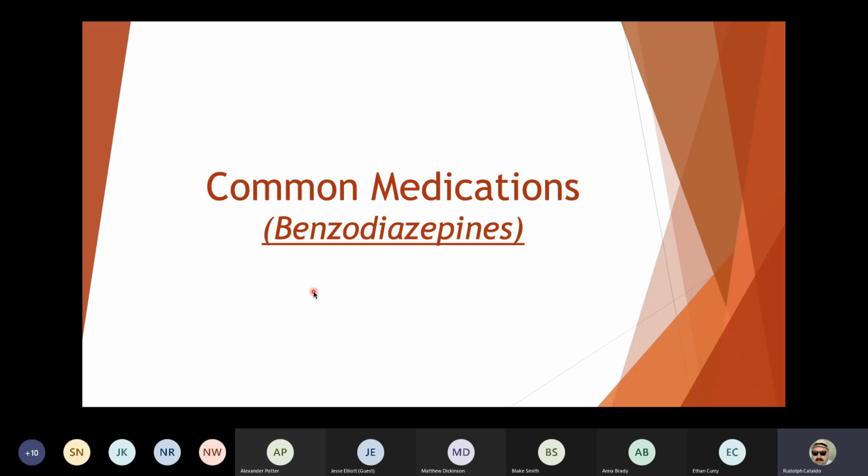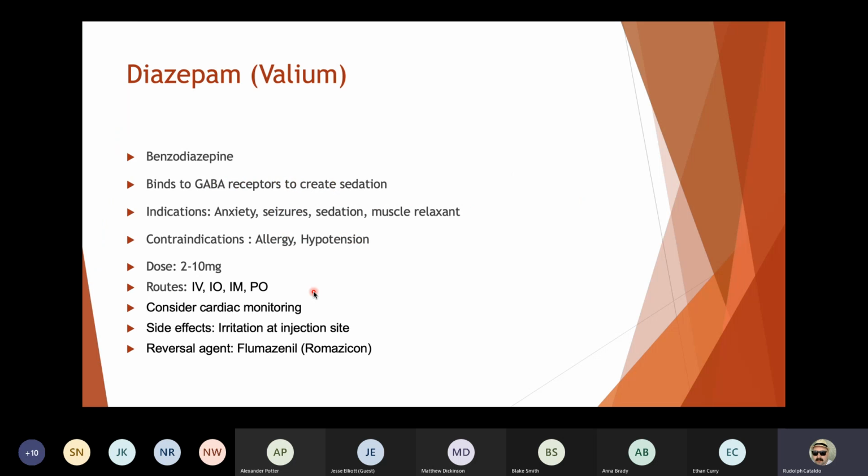All right, common benzos. These are medications we use to treat seizures, and medications we'll see people prescribed for anxiety. First one being diazepam, the other name Valium. Again, classification is benzodiazepine. All of them are going to react the same when they bind to receptor sites, which is our GABA receptors, which will create sedation.